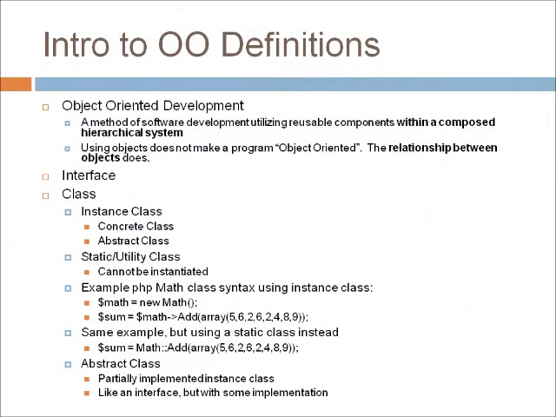Static utility classes, really underutilized in the PHP world. These are classes that you don't need to instantiate. And a good example is a math class. And I've given 2 examples here. Here you're instantiating a math class.